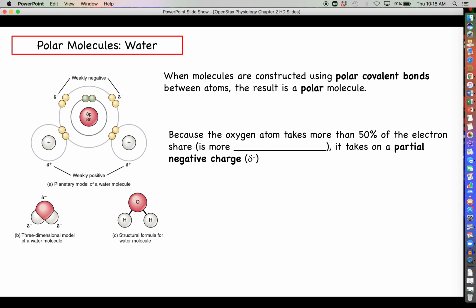And there is a term that we use when we talk about atoms that have a great tendency to pull electrons towards themselves. In cases like oxygen, we say that those kinds of atoms are electronegative. So oxygen is a very electronegative atom. Hydrogen is not nearly as electronegative. So oxygen takes the electrons because it has a greater desire or affinity for those electrons.